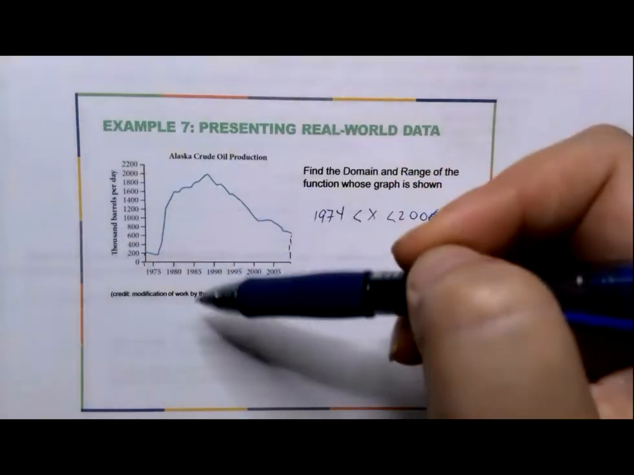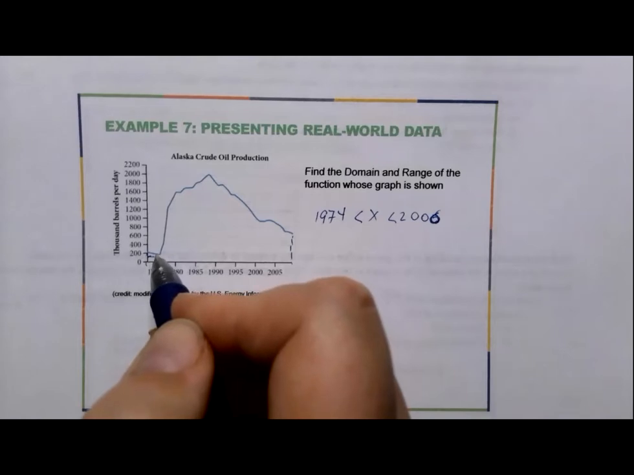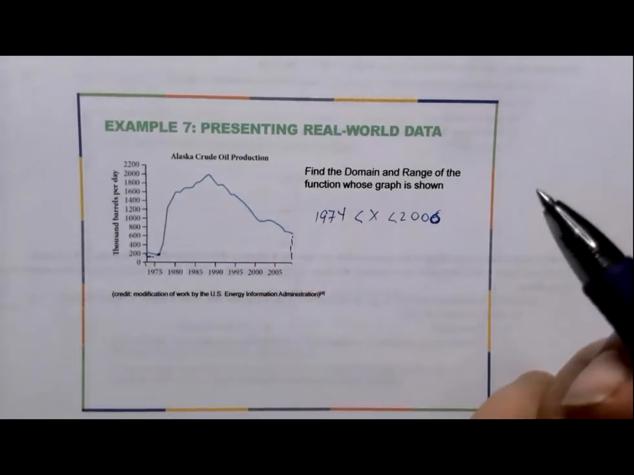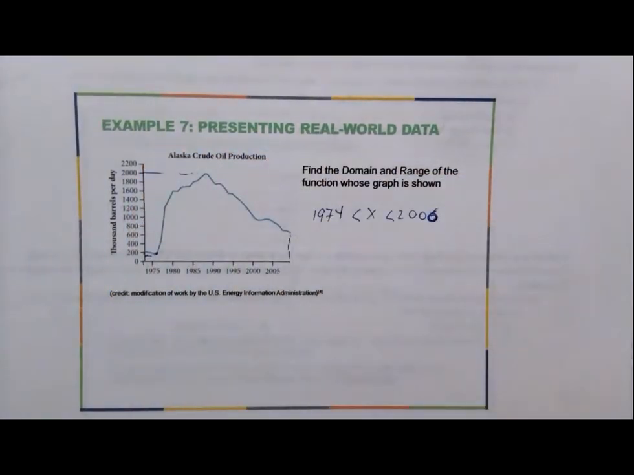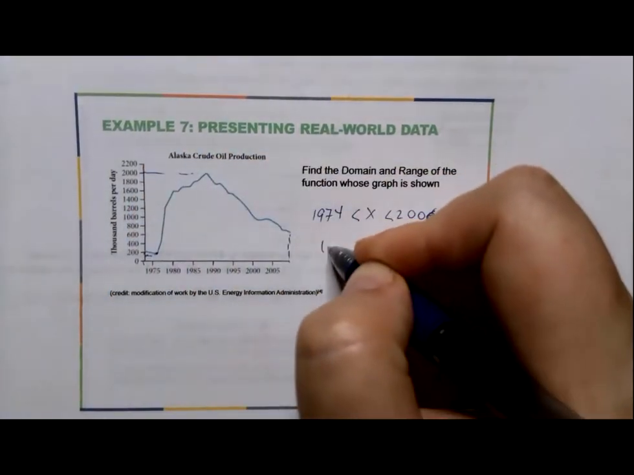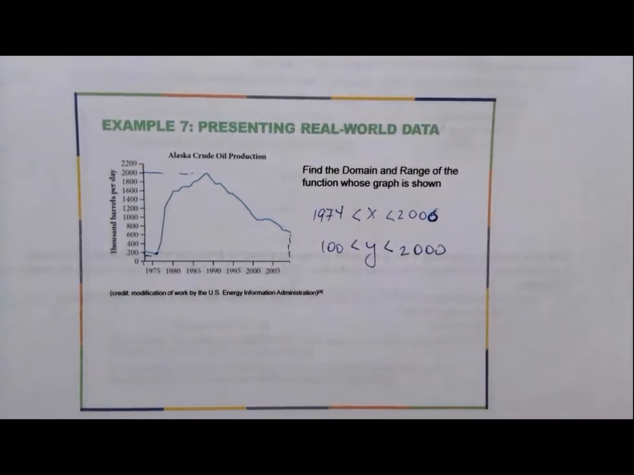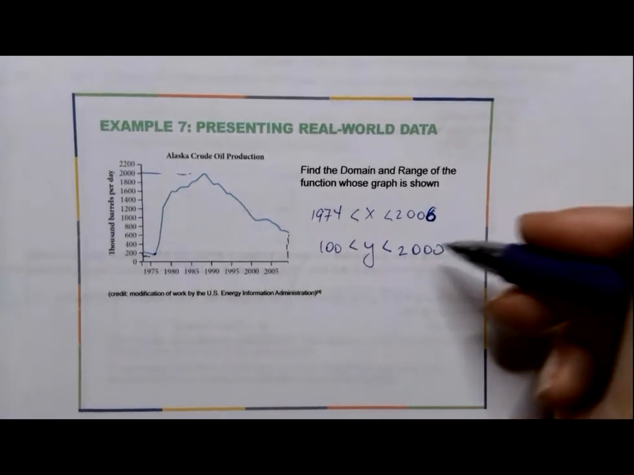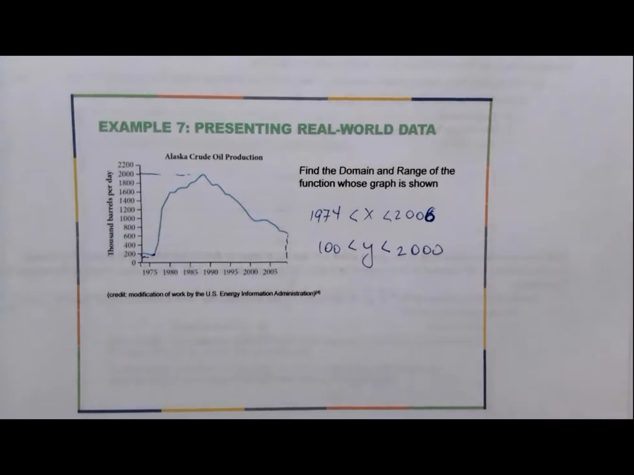Now, what do we have on the y-axis? The range. The lowest point would probably be about 100, and the highest point would be 2000. So for y it would be 100 to 2000. And again, this is inequality notation. You could use interval notation or set-builder notation. I won't bore you with that right now.